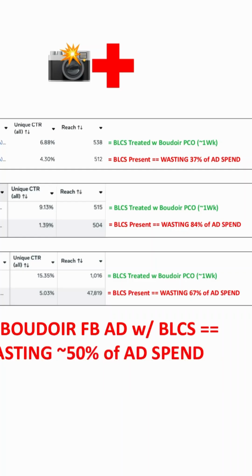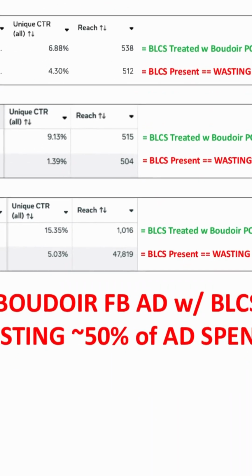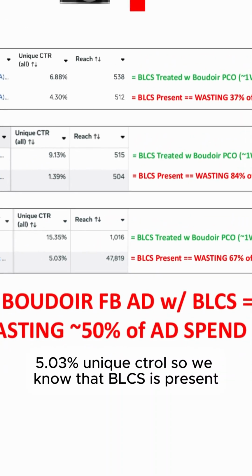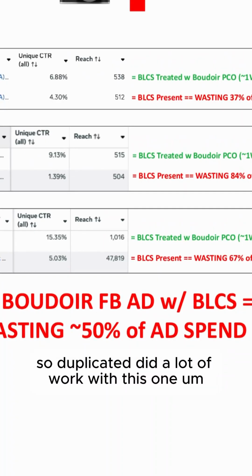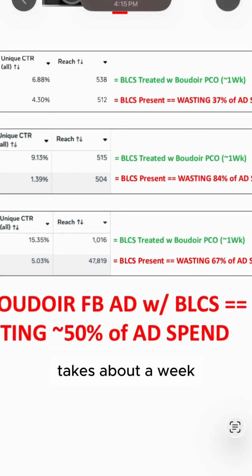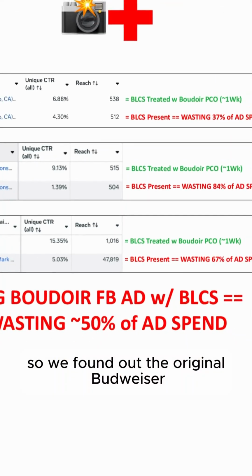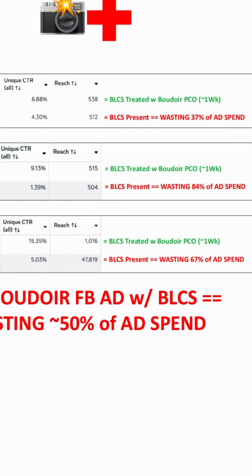Finally, had a patient, says boudoir Facebook ad, 5.03% unique CTR. So we know that BLCS is present. Unique CTR is under 6%. So duplicated, did a lot of work with this one. So we did our boudoir Pico treatment, takes about a week, and got the unique CTR all up to 15.35%. So we found out the original boudoir Facebook ad was wasting 67% of ad spend.